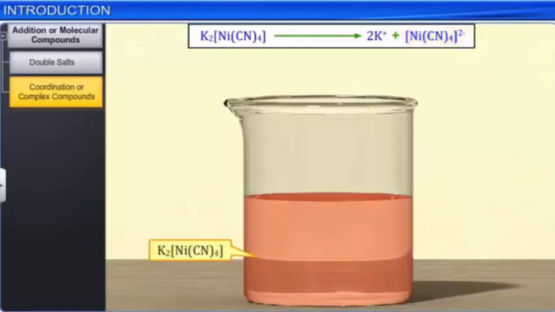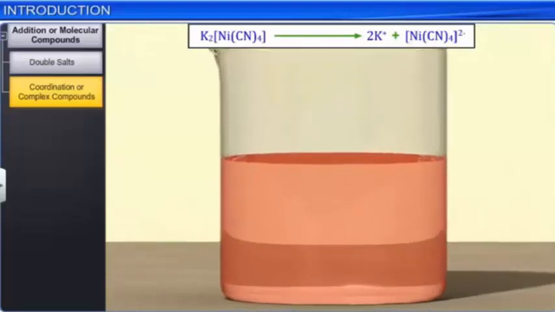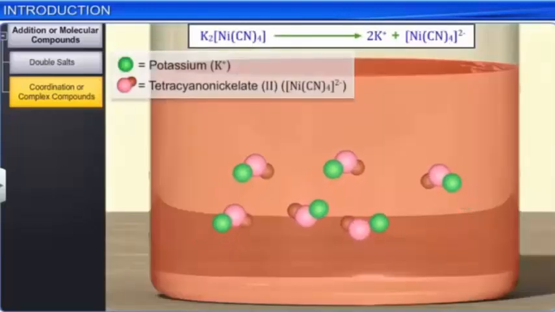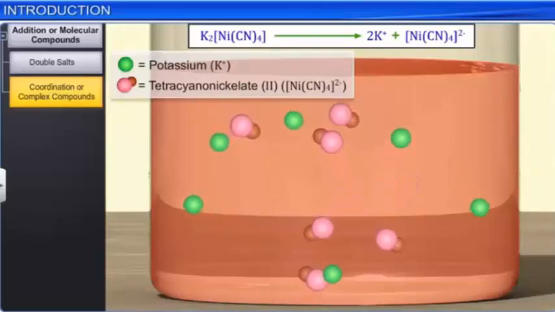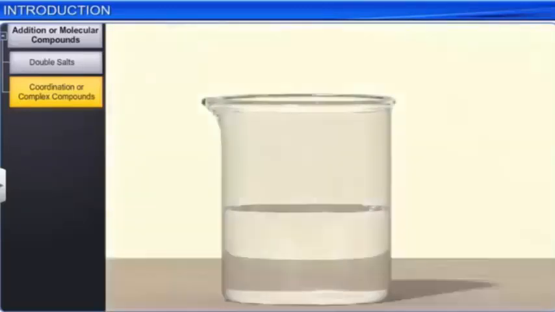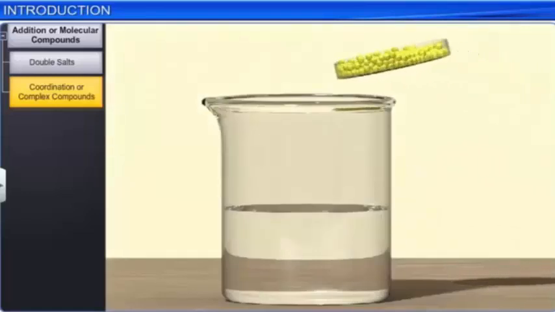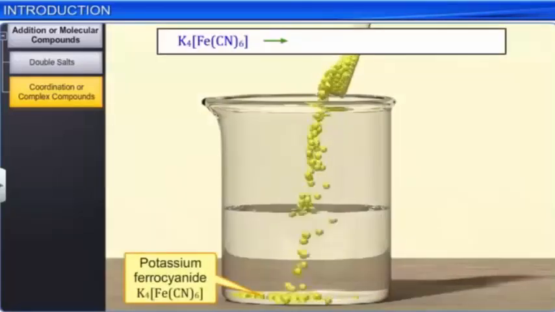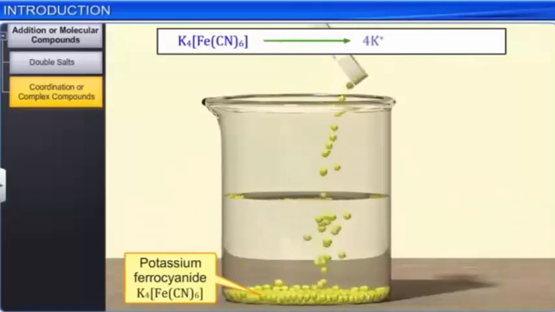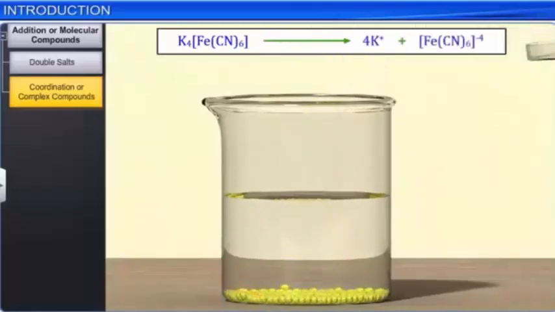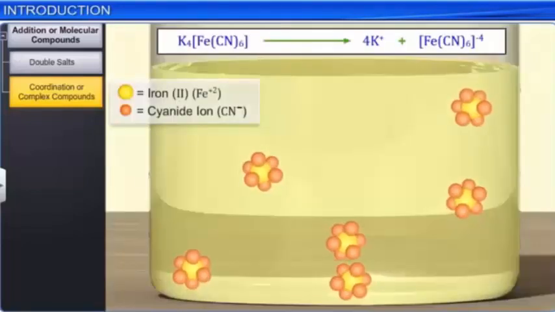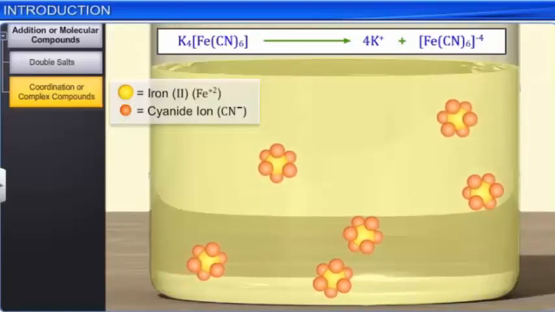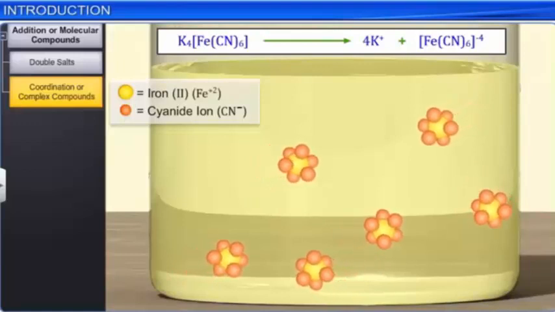For example, when potassium ferrocyanide is dissolved in water, it does not give the usual tests for Fe+2 and CN- ions, indicating that the ion [Fe(CN)6]4- does not dissociate into Fe+2 and CN- ions.